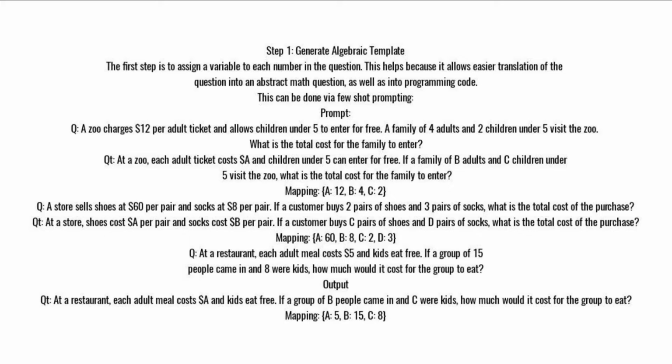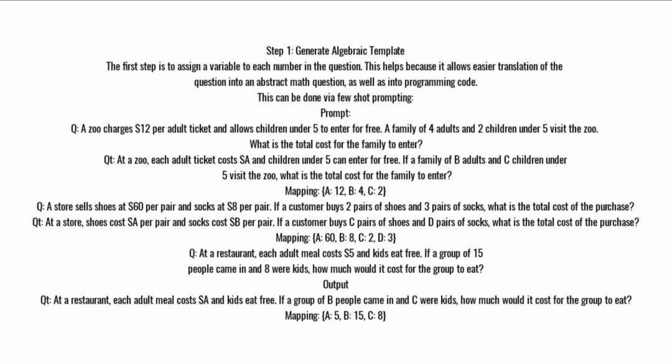Prompt. Question: A zoo charges $12 per adult ticket and allows children under 5 to enter for free. A family of 4 adults and 2 children under 5 visit the zoo. What is the total cost for the family to enter? QT. At a zoo, each adult ticket costs $A and children under 5 can enter for free. If a family of B adults and C children under 5 visit the zoo, what is the total cost for the family to enter? Mapping: A, 12, B, 4, C, 2.